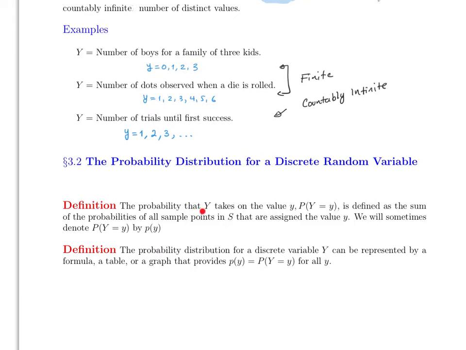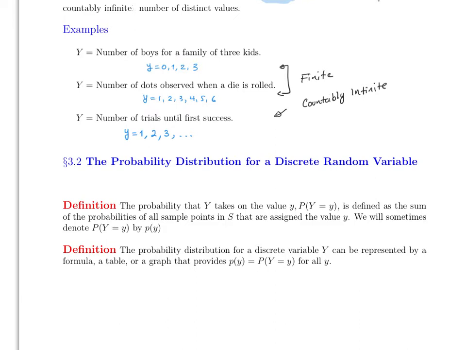So the probability that Y, which remember is a random variable, takes on the value y, this will be the notation, is defined as the sum of the probabilities of all sample points in S that are assigned the value of y. And we will sometimes just denote this by this. So this is the fast way to write it, but this means this. Just keep this in mind. Most of the time we will use this. This implies this. All right.